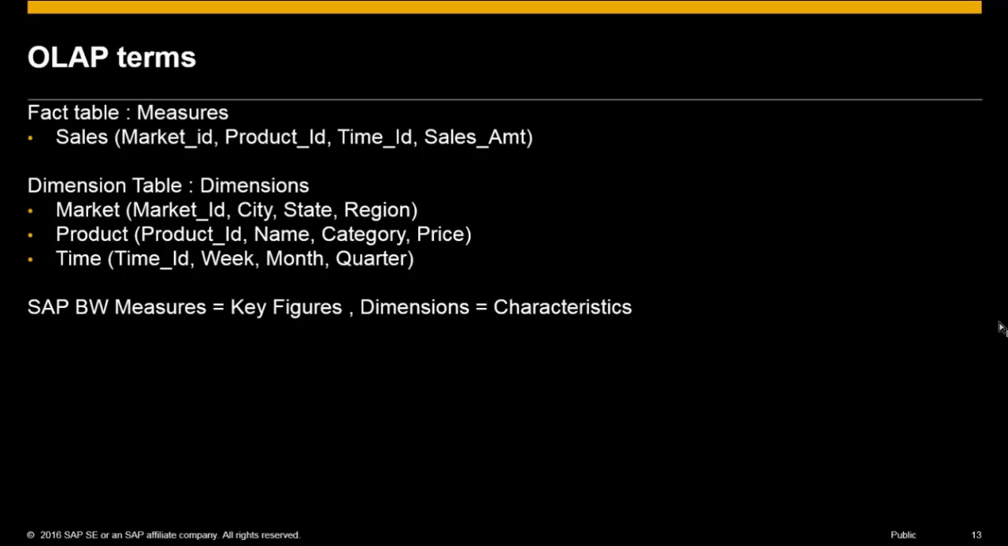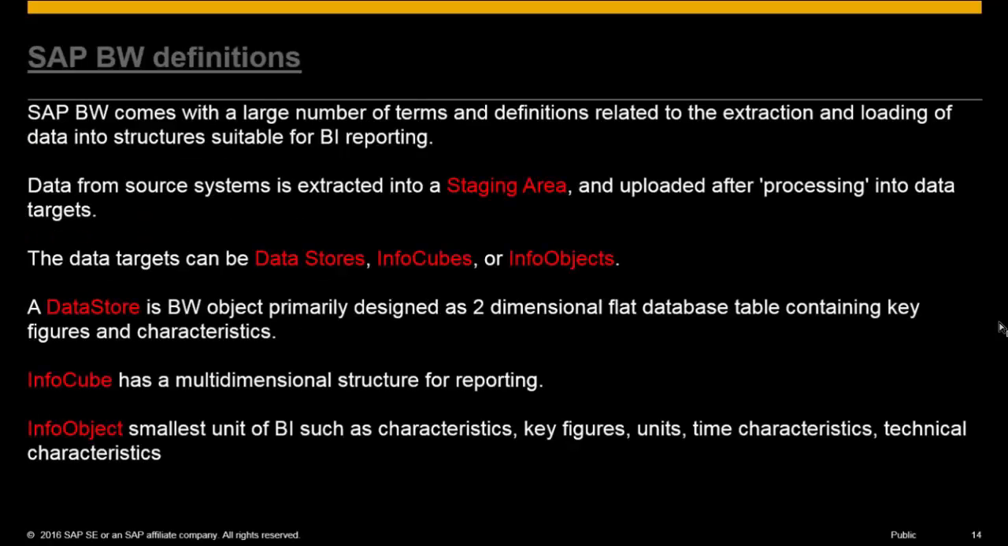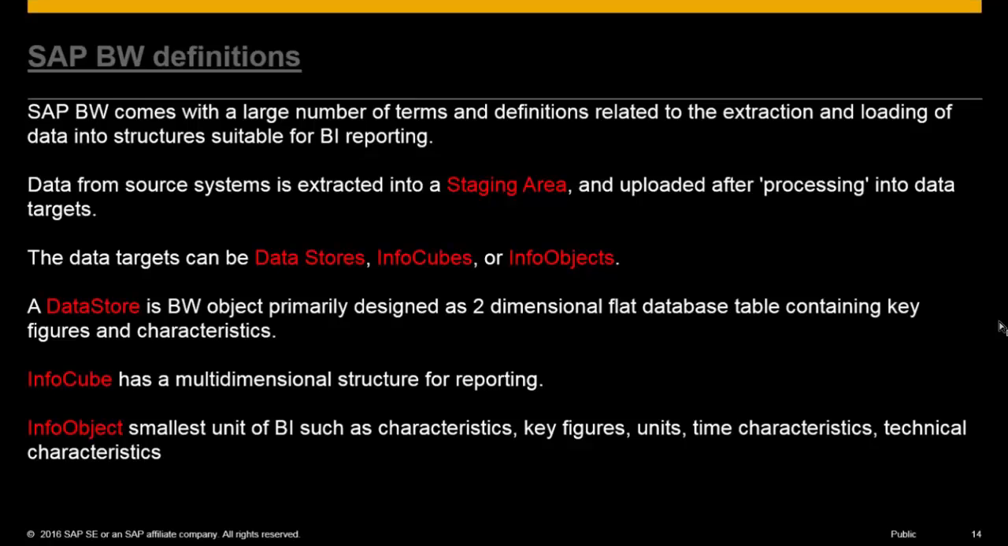The terminology that's used and can be difficult for newcomers is BW has its own terminology, such as key figures, which are measures, and dimensions are characteristics. So this is one of the aspects I found difficult coming to this subject, and the terms in BW that you come across typically are data stores, info cubes, info objects, staging, and so on. So staging is the process of extracting the data from the OLTP systems into the cube systems.